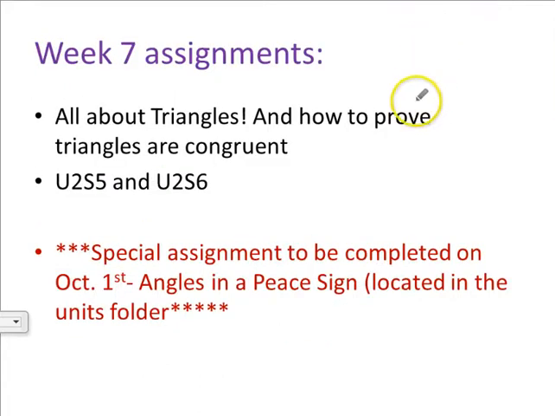All right, so week 7, we are going to be focusing on triangles this week and how we can prove that triangles are congruent. So we're going to be doing Unit 2, Session 5 and Unit 2, Session 6.